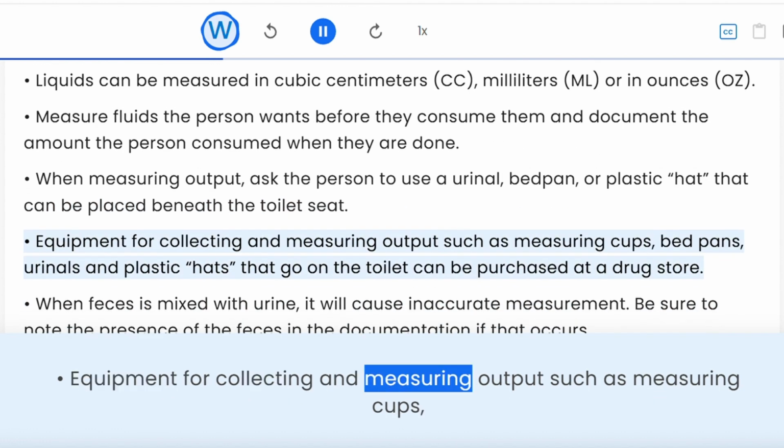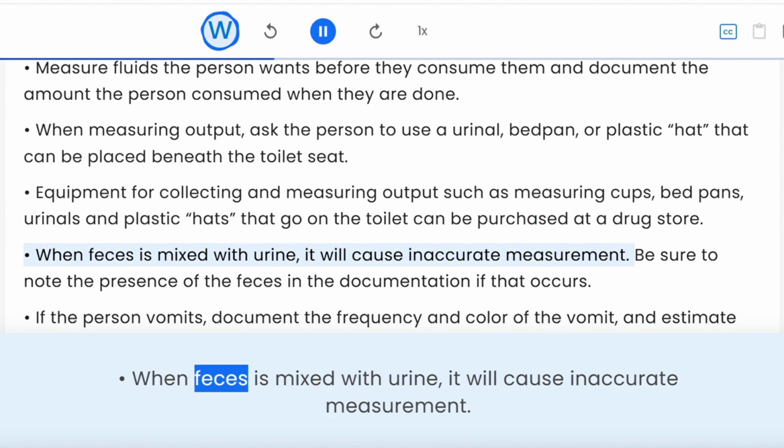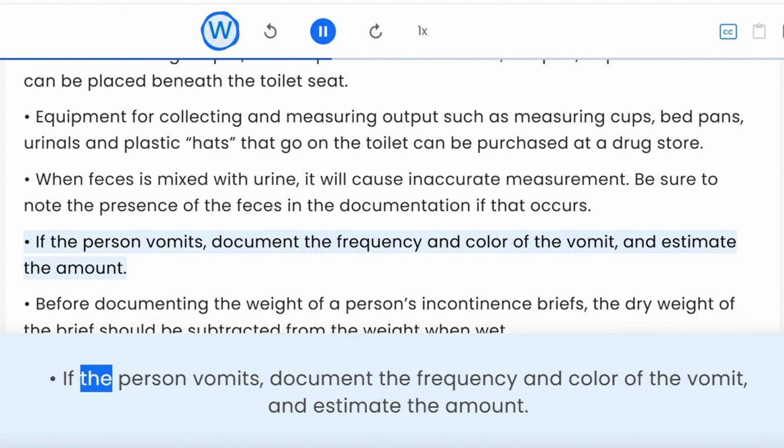Equipment for collecting and measuring output, such as measuring cups, bedpans, urinals, and plastic hats that go on the toilet, can be purchased at a drugstore. When feces is mixed with urine, it will cause inaccurate measurement. Be sure to note the presence of the feces in the documentation if that occurs. If the person vomits, document the frequency and color of the vomit and estimate the amount.